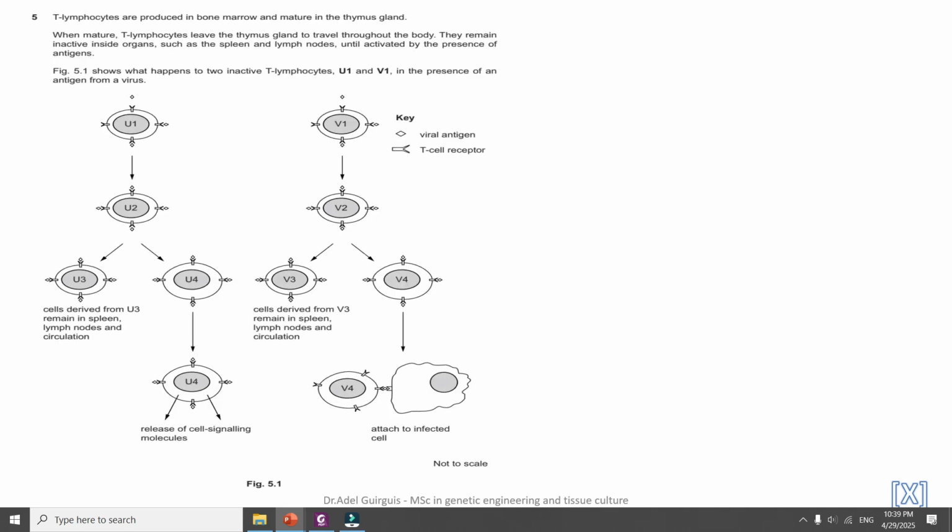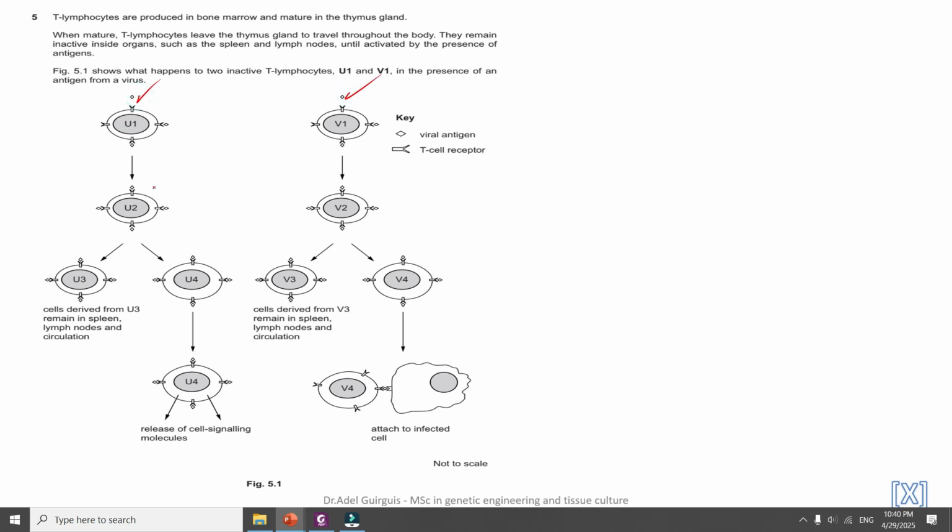Question number 5. T lymphocytes are produced in bone marrow and mature in the thymus gland. When mature, T lymphocytes leave the thymus gland to travel throughout the body. They remain inactive inside organs such as the spleen and lymph nodes until activated by the presence of antigens. Figure 5.1 shows what happens to two inactive T lymphocytes, U1 and V1, in the presence of an antigen from a virus.